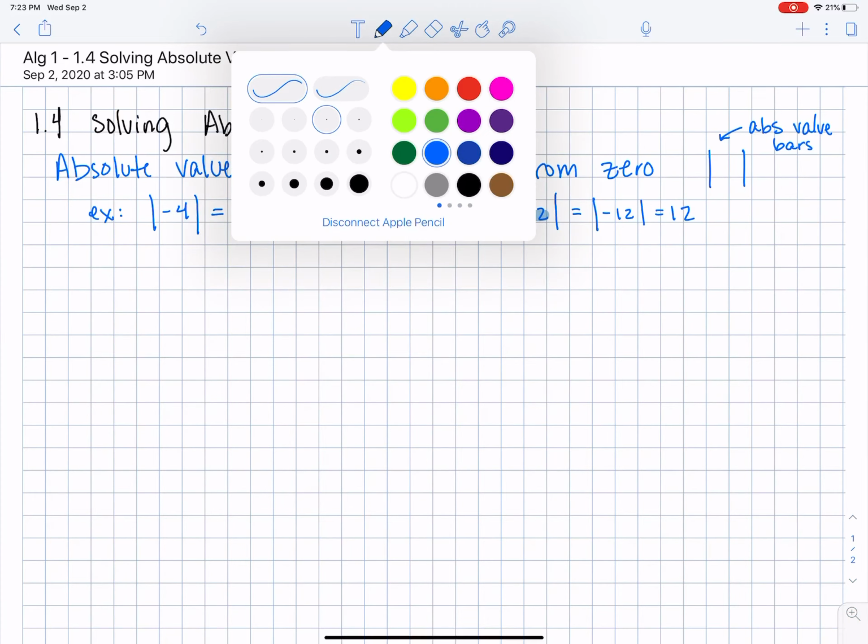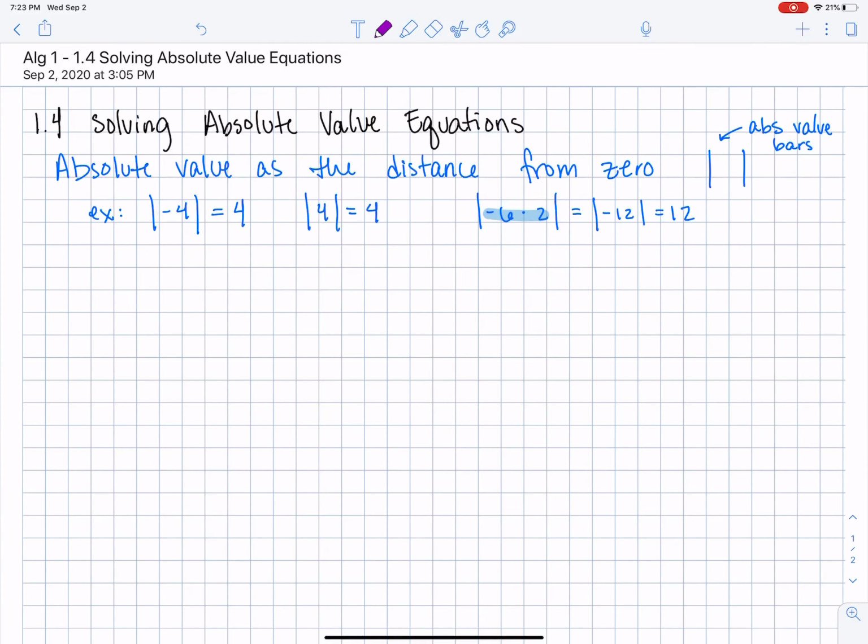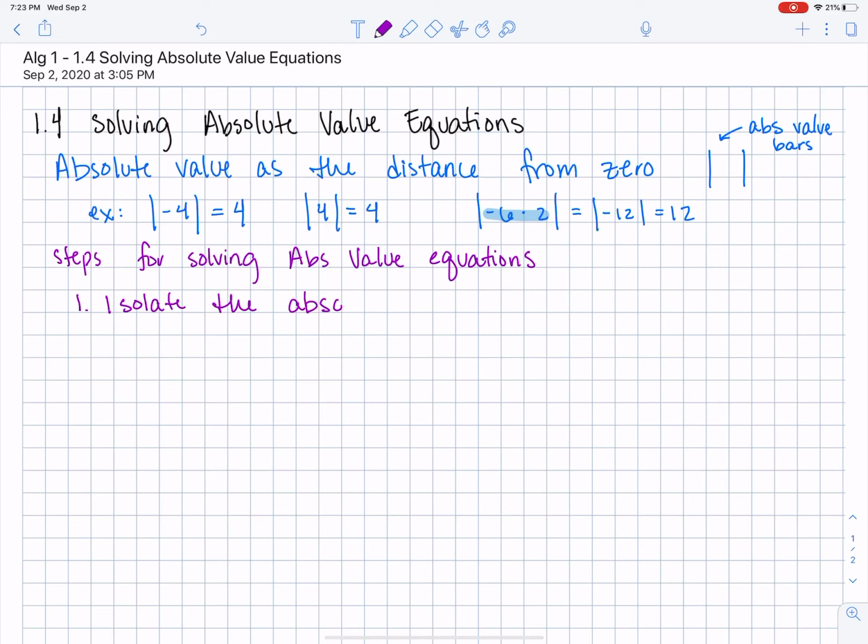Okay, so those are the basics of absolute value, but when we're solving these equations, we need to have some steps. So, steps for solving absolute value equations. What I'm looking for is when x is inside these absolute value bars. The first step is you're going to isolate the absolute value as much as possible. We'll get to that in a bit.